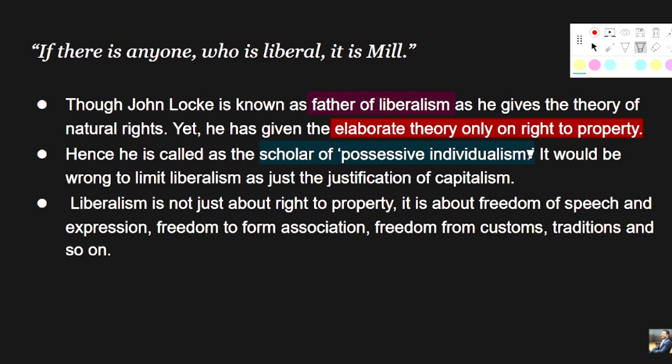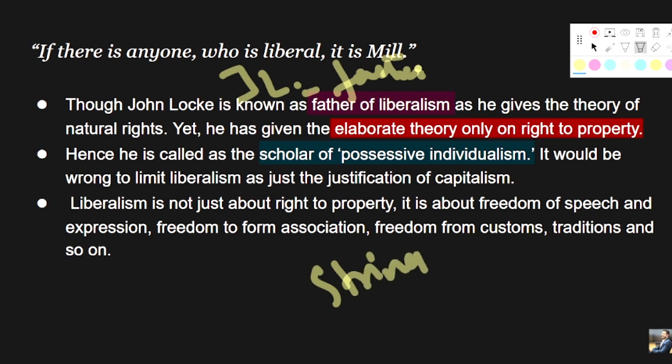Okay, so this is how a particular thinker is introduced to J.S. Mill, right? If there is anyone who is liberal, it is Mill, right? Basically, John Locke is known as the father of liberalism, right? As we have already seen in the previous lecture. If you haven't watched the previous one, go and watch that, the Locke series, because these are a string of thinkers whose ideas were influenced by their predecessors.